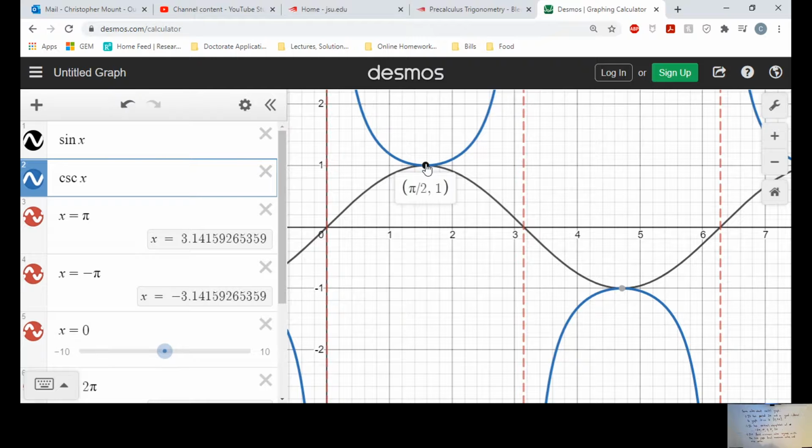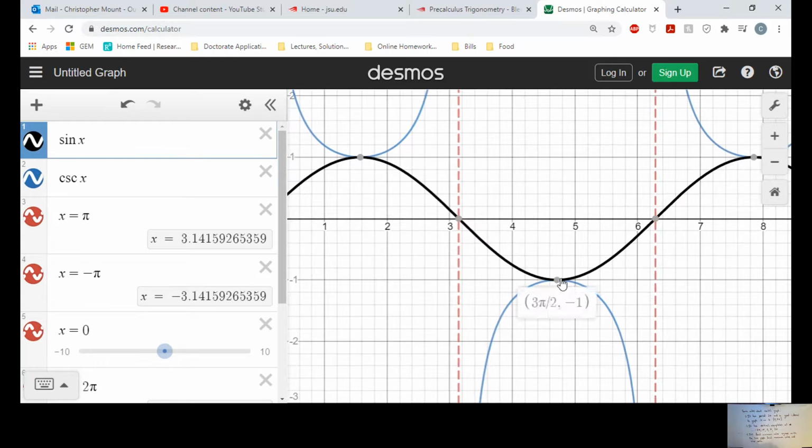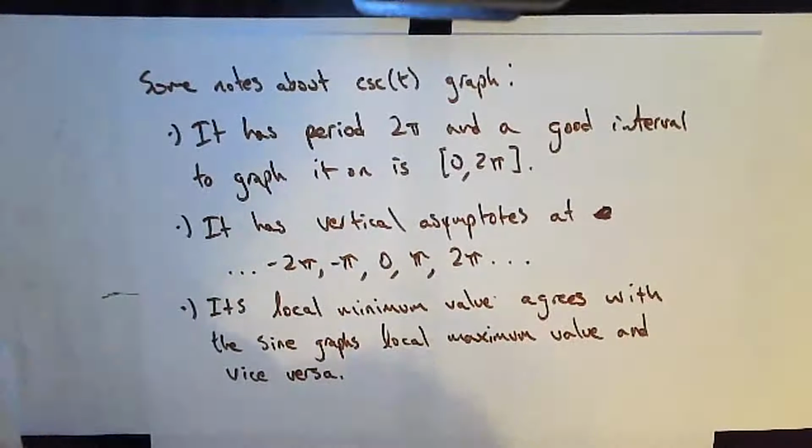Oh God, did I say cosine earlier? If I said cosine, I meant cosecant, sorry. And then same down here, the local minimum of the sine graph, the lowest point of the sine graph around here agrees with the highest point of the cosecant graph, at least in this little area, right? So they're touching there. Okay. Cool.